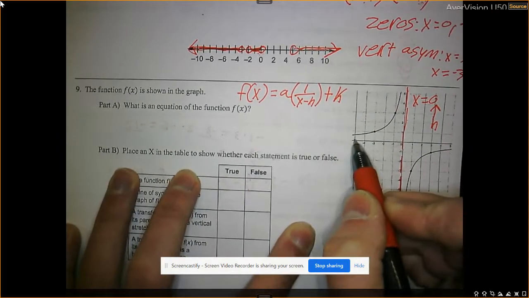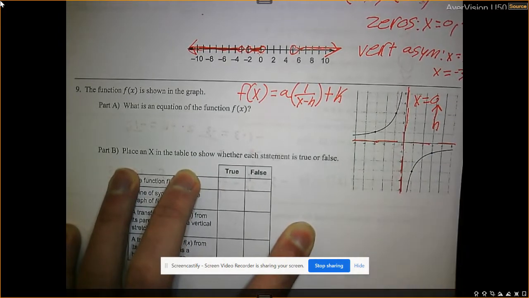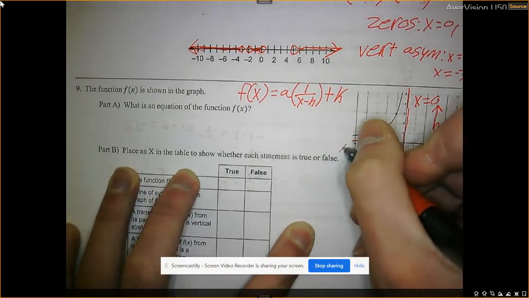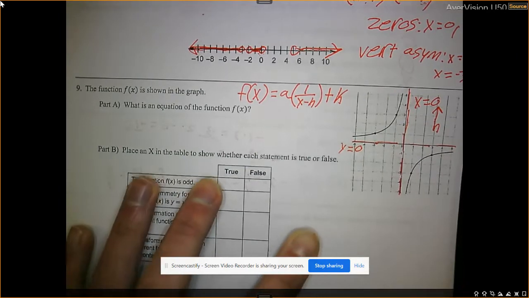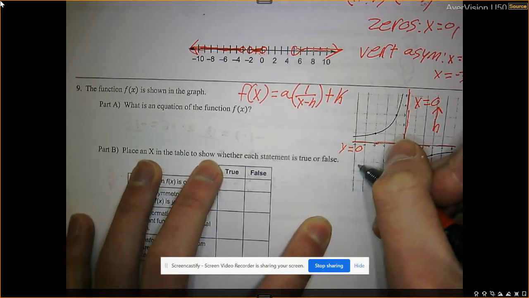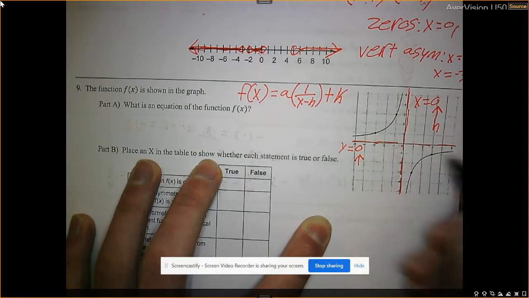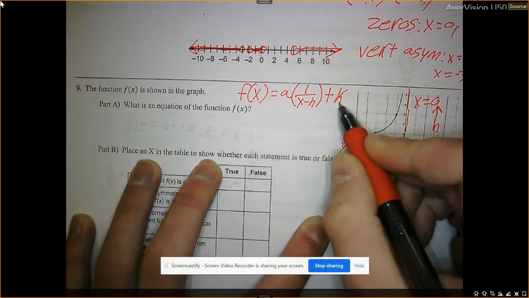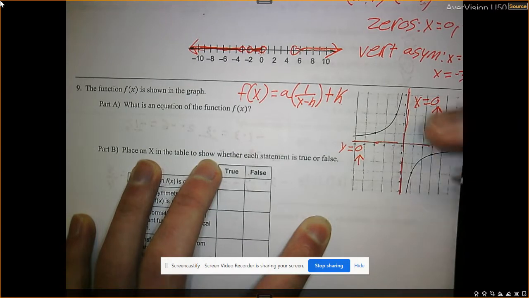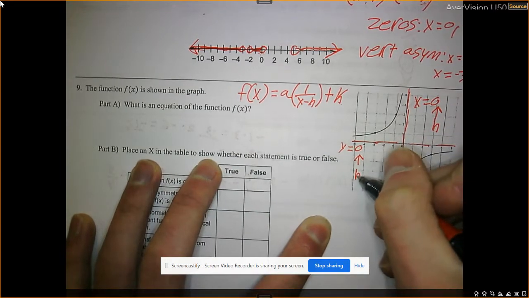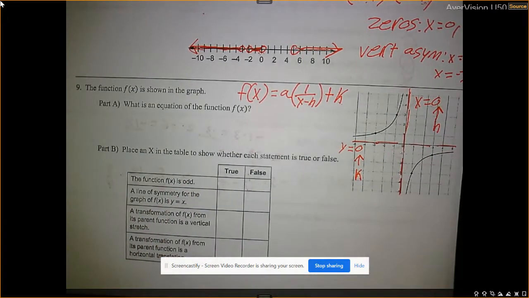Our horizontal asymptote, same thing. This is y equals 0. That's just how this one worked out. That's obviously not always going to be the case, but in this case, that's what we get. And our horizontal asymptote, remember, is what shifts our graph up and down. That's our k value.